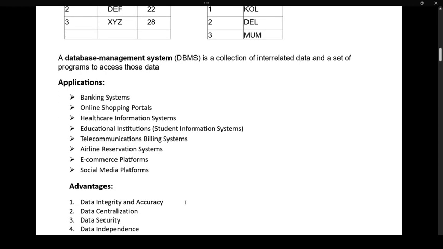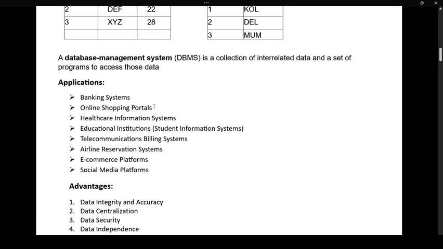So what are the applications we have? In various fields we are using database management system. Let us consider the banking system. In the banking system they need to maintain the information of the customer, transactions, deposits, credits, loans, personal information, bank details, everything. So in those cases they use a database management system, and online shopping portals also.